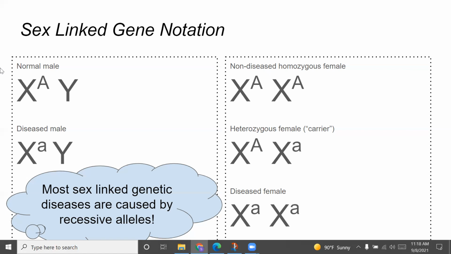Okay? For a normal male, you only have one chance to be normal, so you have to have the capital A. And remember, you should never be writing a superscript on the Y. The Y is just there as a placeholder to show that it's a male. And when we do our Punnett squares, we'll see you always get 50% girl, 50% boy. And then a diseased male, even if they only have one recessive allele, that is their only allele. So there is no dominance to cover up that recessive allele. Therefore, they will have the disease.